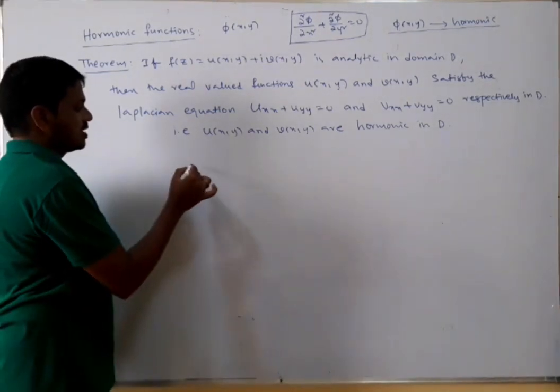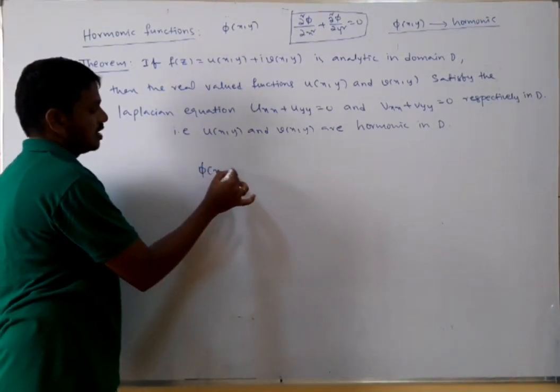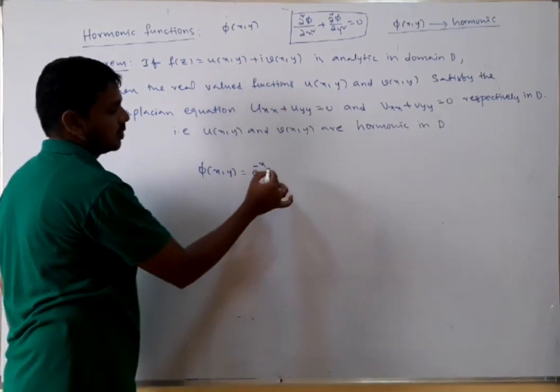Let us take one example, phi of x comma y is equal to e to the power of minus x into cos y.